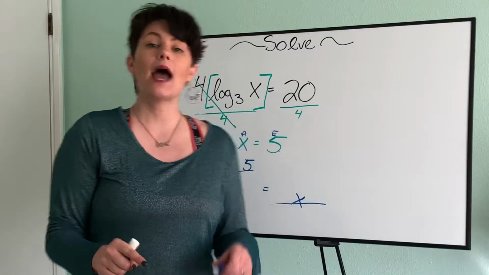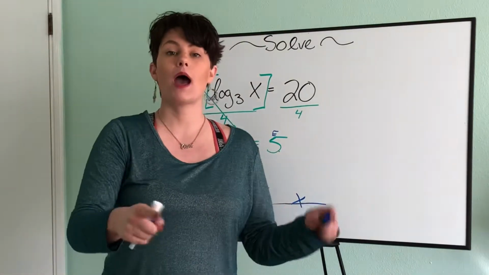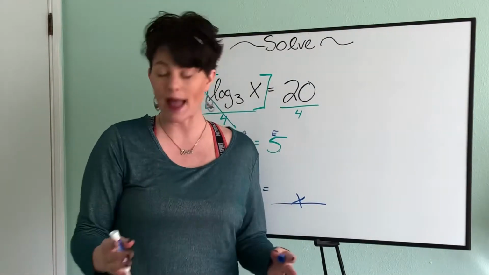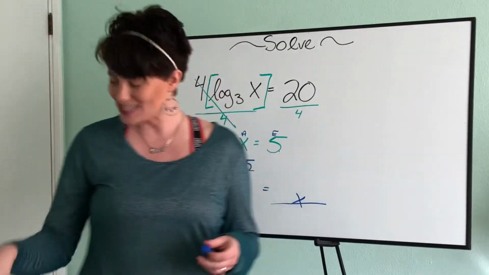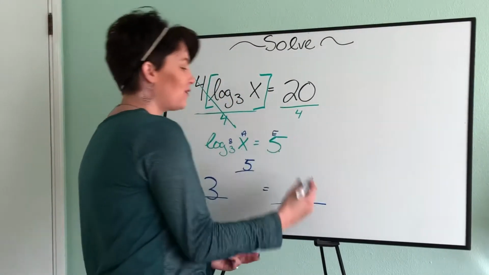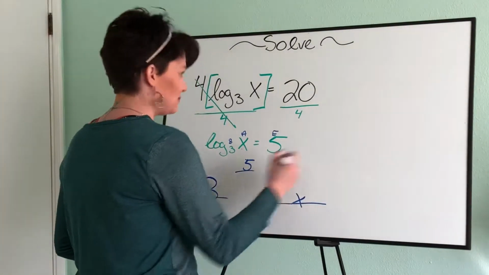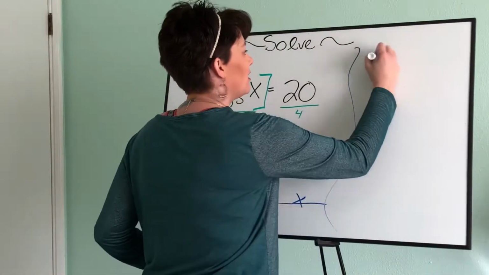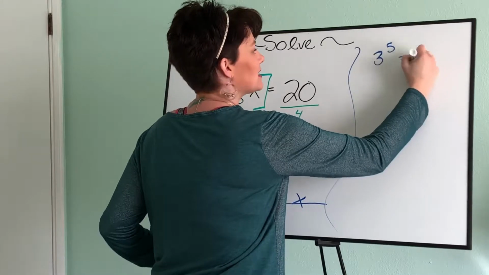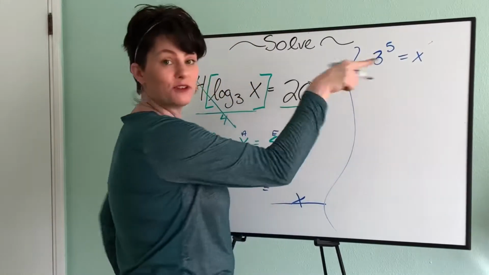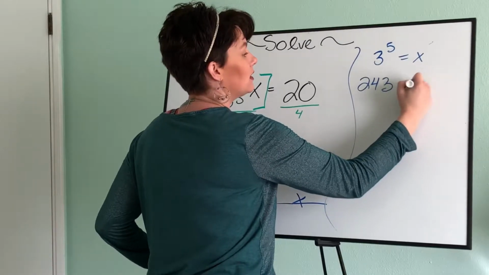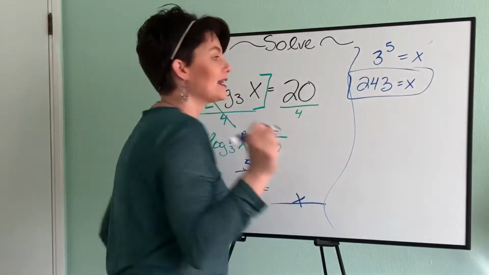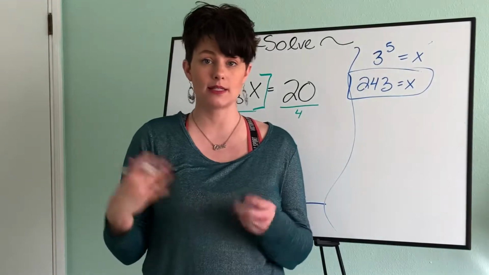Now you can figure that out. What's 3 to the 5th power? What's 3 times itself 5 times? That's 243. I wrote it down so I wouldn't make a mistake. So 3 to the 5th equals x, and 3 to the 5th power is 243. So 243 equals x.